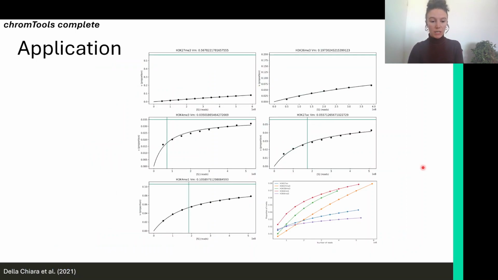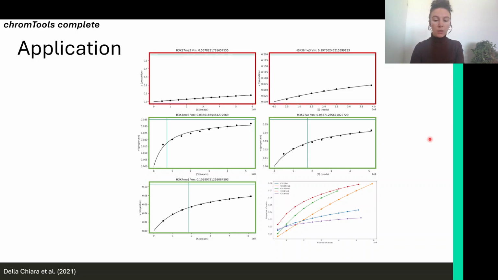Looking now at a published dataset, where the authors used chromHMM to annotate regulatory states across colorectal cancer tissue based on these 5 histone marks, you can see from the output of chromTools Complete that 3 of these datasets appear to be nearing saturation and therefore will be useful in differentiating different chromatin states. However, 2 of these are not appearing to reach saturation, and therefore you might conclude that it is unlikely that they will be informative in differentiating chromatin states.